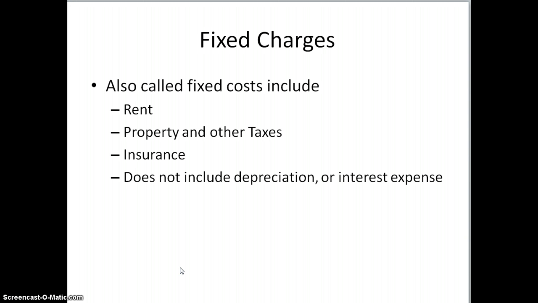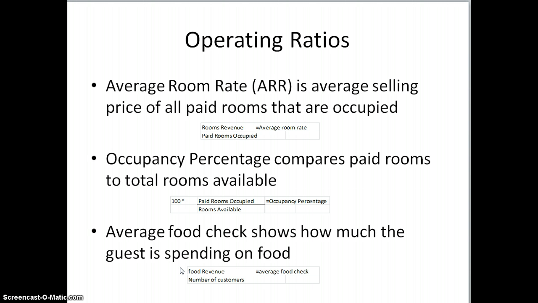The next category we talk about is fixed charges. Fixed charges are also called fixed costs, and they include rent, property and other taxes, and insurance. They do not include depreciation or interest expense, even though these are kind of a fixed charge, but they go into a different center.